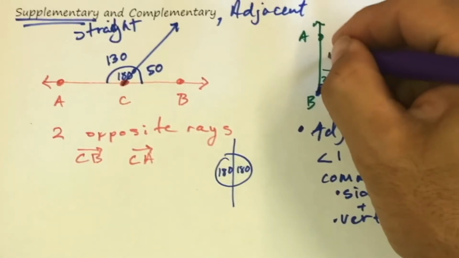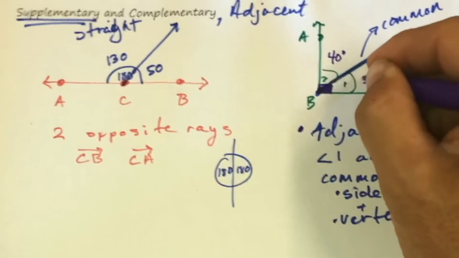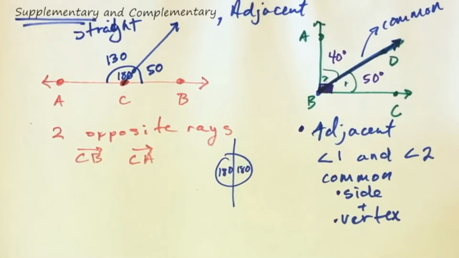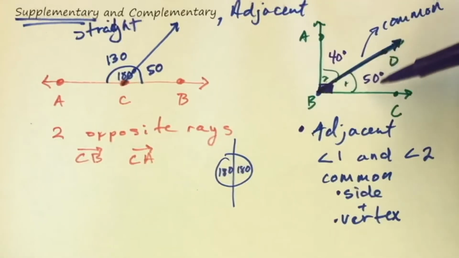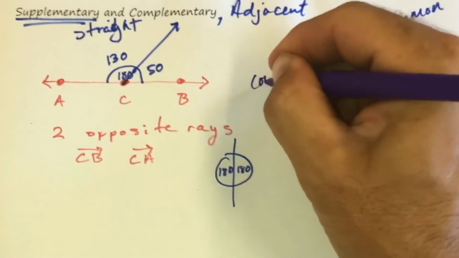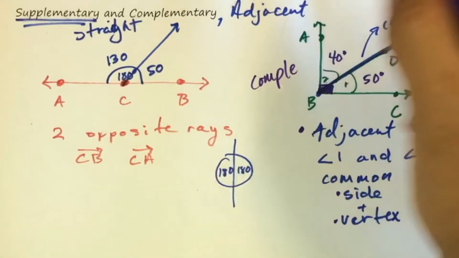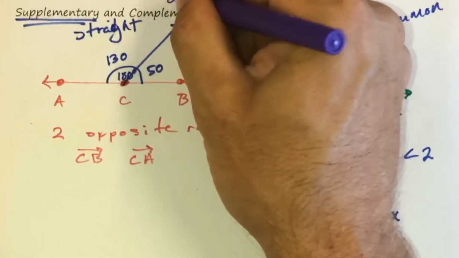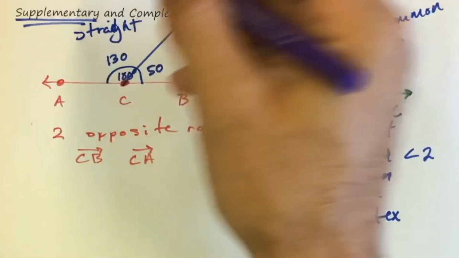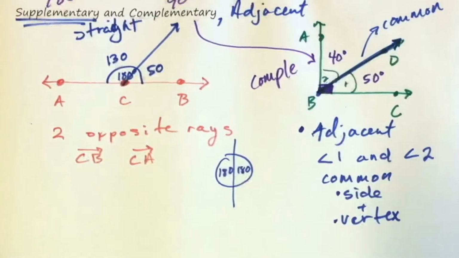Now, these two angles that are adjacent, that share a common side and a common vertex, also add up to 90 degrees. Maybe it's 40 degrees and 50 degrees. Two angles, they don't have to be adjacent, although these are, that add up to 90 degrees, we call complementary, right? So notice complementary deals with 90 degrees and supplementary deals with 180.